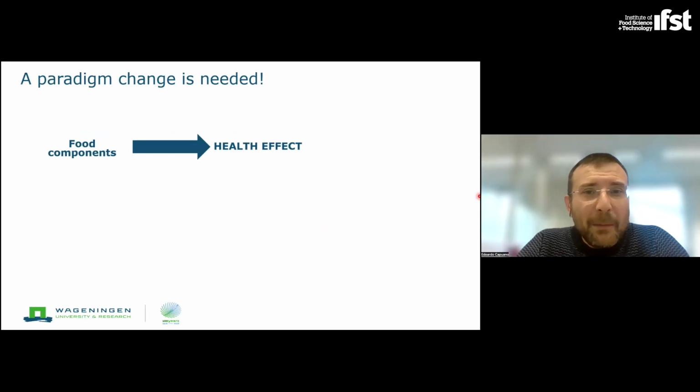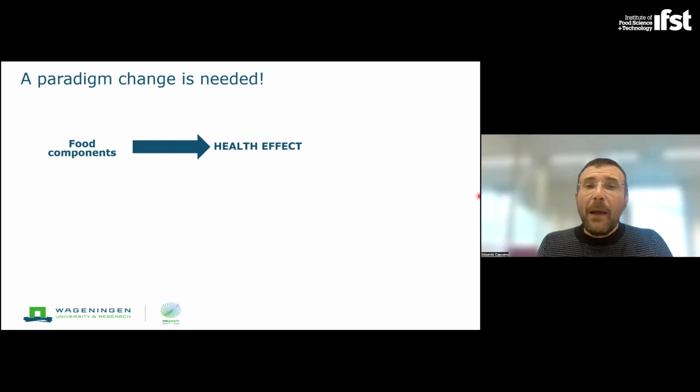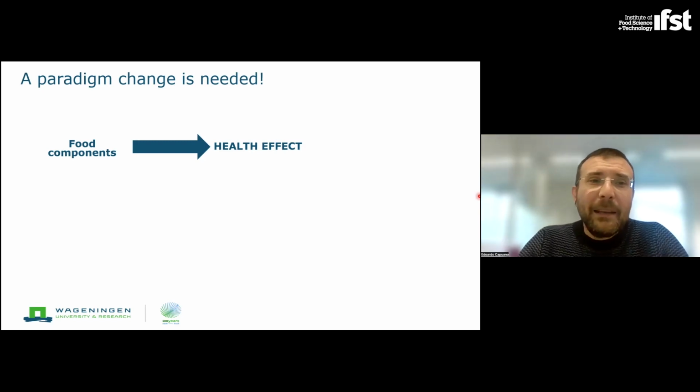The old paradigm in nutrition science, when the relationship between what we eat and the effect on health is investigated, is that the health effect of our diets only depends on the type of nutrients or bioactive compounds that are there and their concentration. This is obviously true, but it's not the whole picture, because in fact, we do not eat nutrients or bioactive compounds, but we eat food.